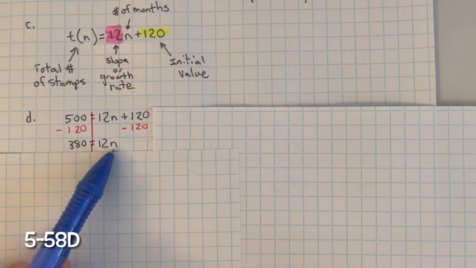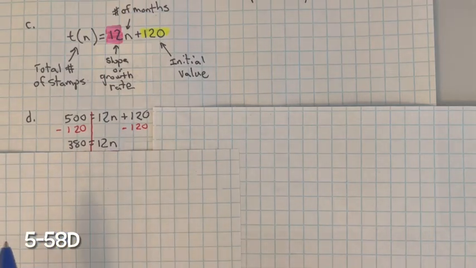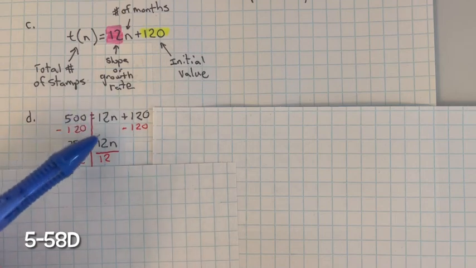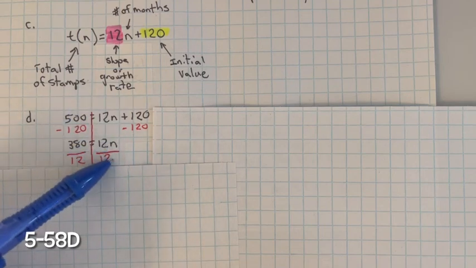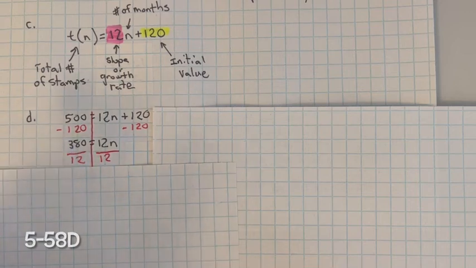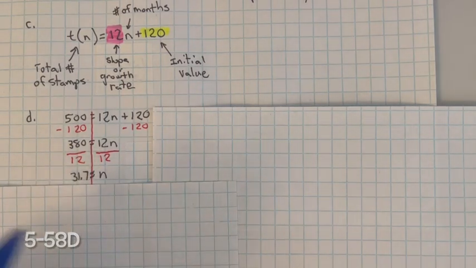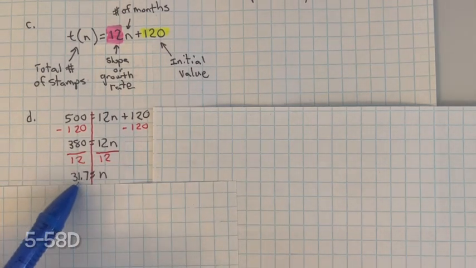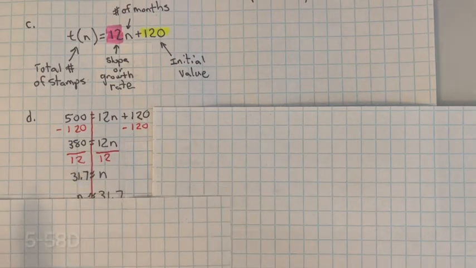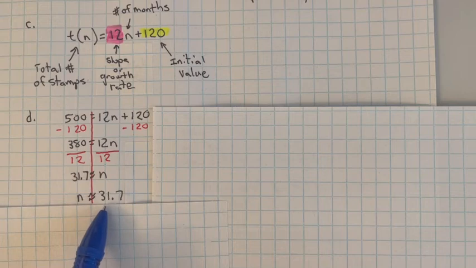This is multiplication. The inverse property of multiplication is division. So we're going to divide by 12. The reason why we're dividing by 12 is because this creates the giant 1. And 380 divided by 12 equals approximately 31 7/10. So n is approximately 31 7/10.